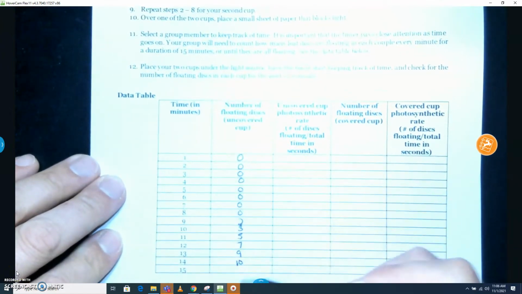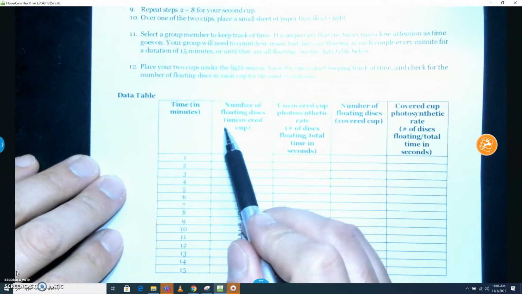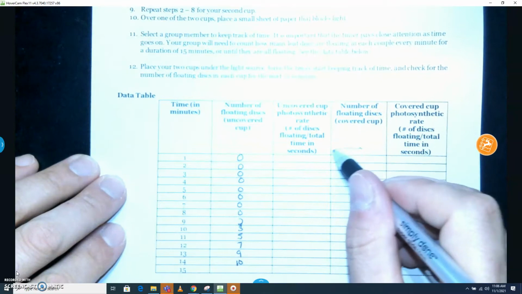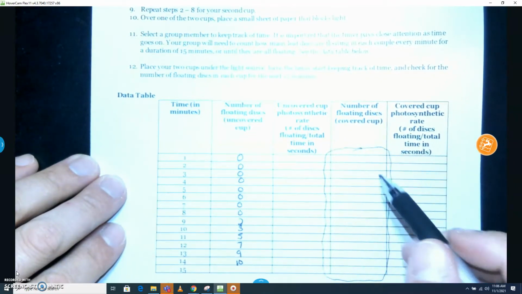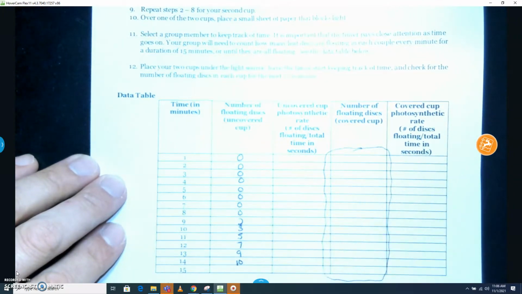So here's some sample data. I completely made these numbers up for the number of discs that we had in the light and the uncovered cup. You'll need to get these numbers from me, and I will share those with you when you have these numbers in your own data table. You can come up to me and I'll give you these numbers.